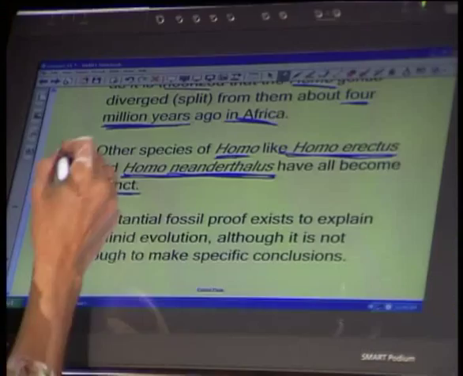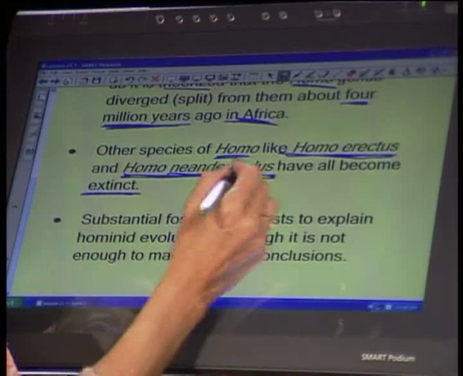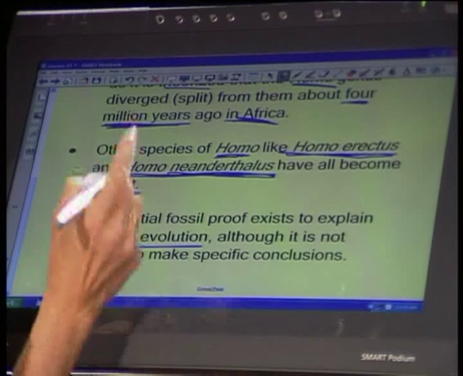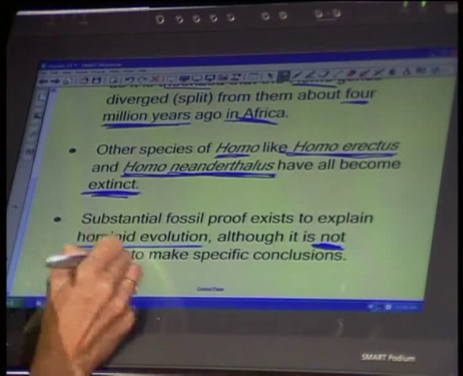So we're looking at our species of Homo, Homo erectus, Homo neanderthalensis. They all became extinct. Why didn't we become extinct? And this is one of the questions. So substantial fossil proof exists to explain hominid evolution. Although, please people look at this, although it is not enough to make specific conclusions. So please, again, regard this as a theory. That's all it is.